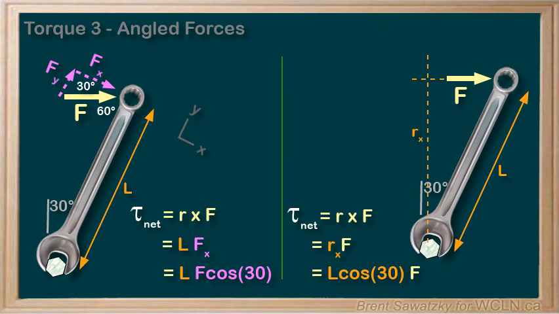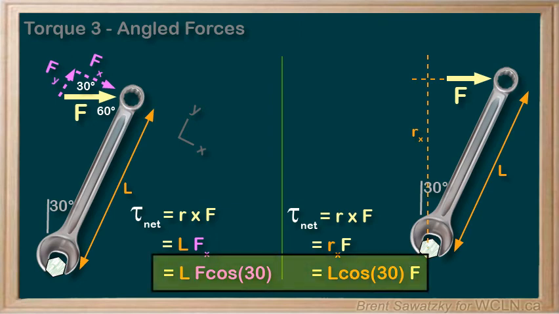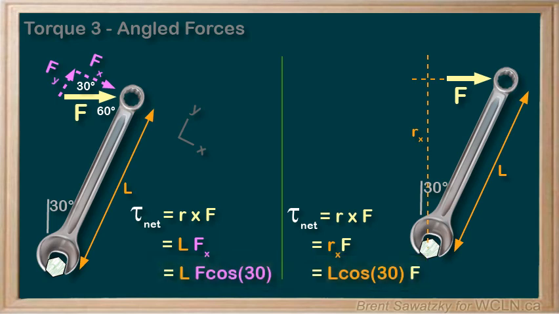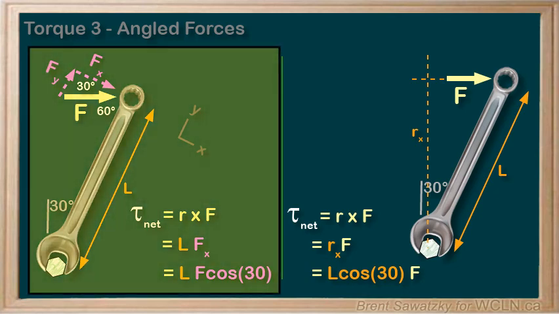So let's compare our results. L times F cos 30 and L cos 30 times F. The resulting equations present in a different order, but they're in fact the exact same. So which method should you use when faced with a torque problem involving a non-90-degree angle? Well, method 1 is a great way to visualize what's going on here.